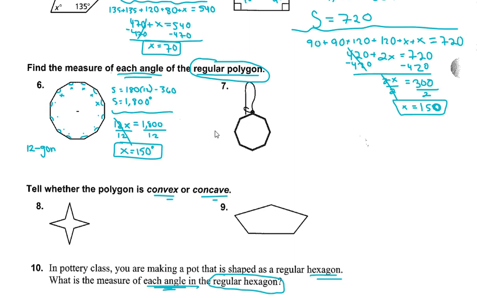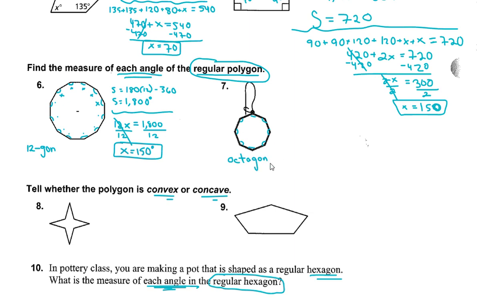All right, we're going to do the same thing on number 7. So on this one, we have 1, 2, 3, 4, 5, 6, 7, 8 angles and 8 sides. That makes that an octagon. So this one, the directions don't ask you to name it, but again, I will be asking you to name them on your quiz. So this is an octagon with 8 sides, which also means it has 8 angles.